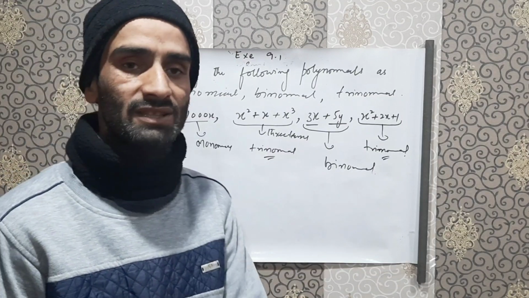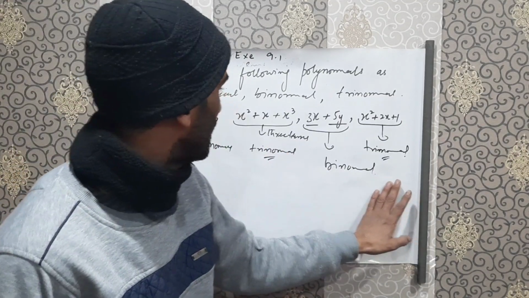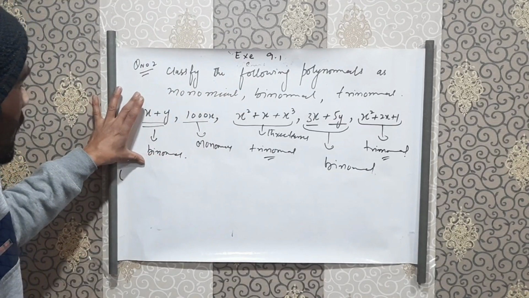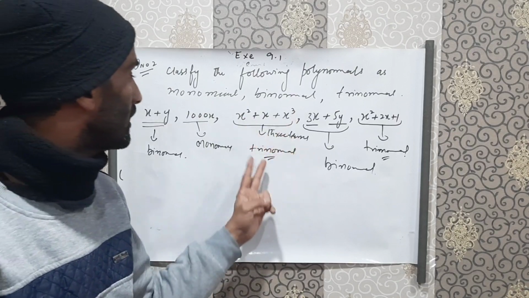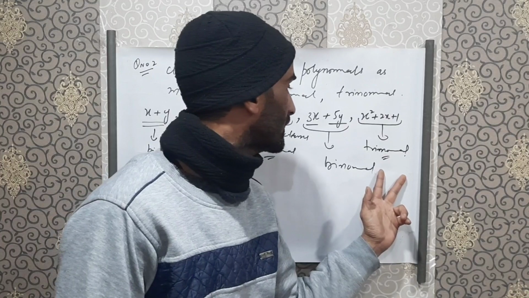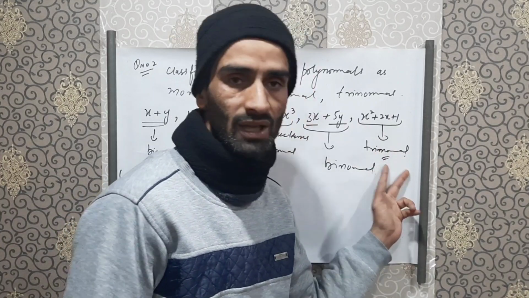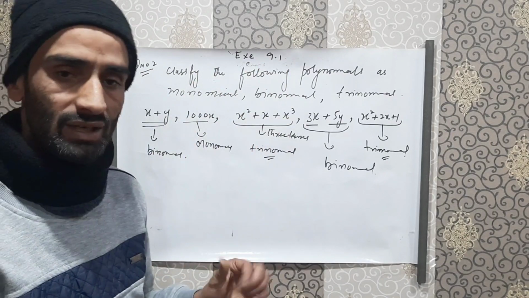Whatever expressions or polynomials are given, in the same way you have to classify the polynomial. Binomial means 2 terms, monomial 1 term, trinomial 3 terms. In the same way you will do question number 2 of exercise 9.1.